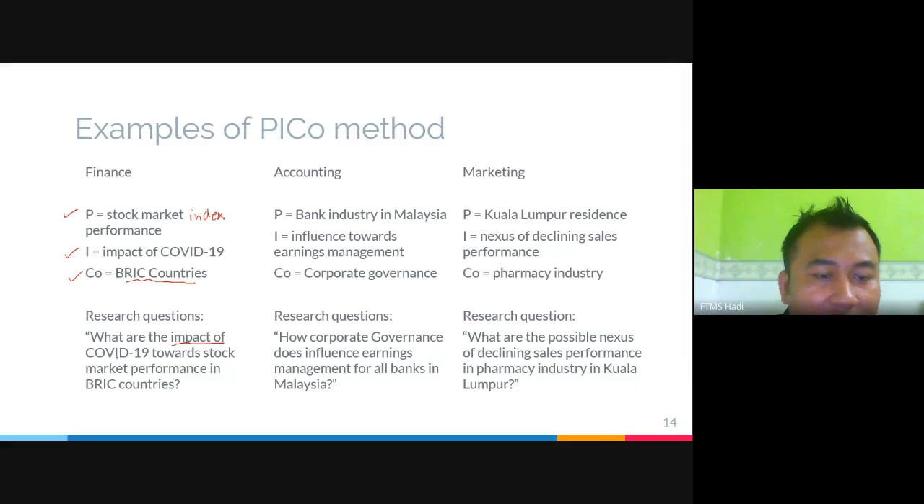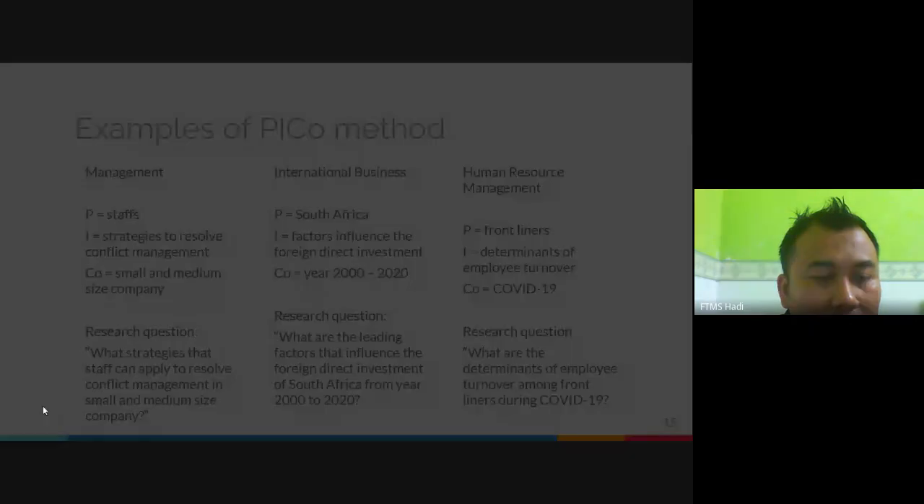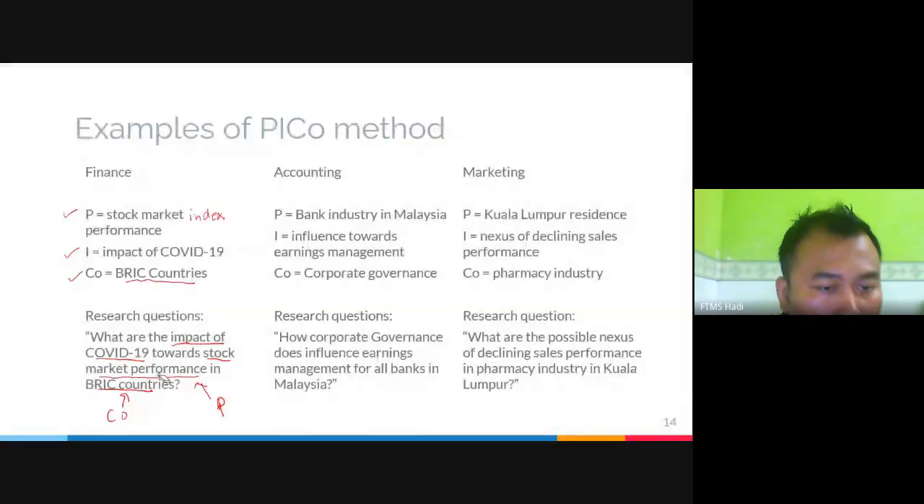You see, this is the CO, the context. Towards stock market performance, this one is your population. In BRIC countries, this is your CO. This one is your I. That means in your research question, you have P, you have I, you have CO.